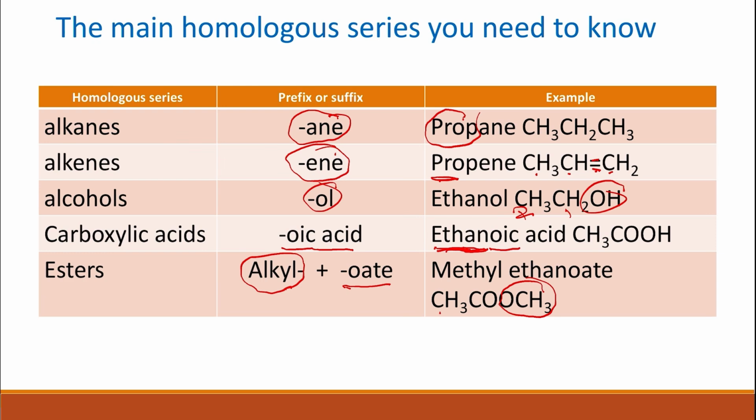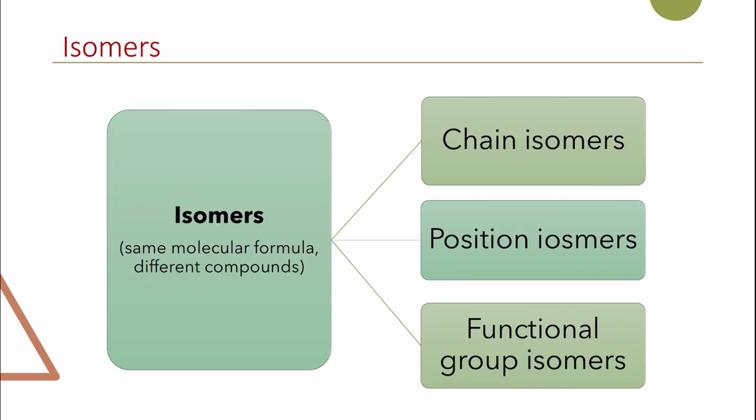As esters come from a reaction between an alcohol and a carboxylic acid, we have to name both. So the alcohol part, as we said, is going to be the alkyl, and the part that comes from the carboxylic acid is called oate. So the acid here has 2 carbon atoms, so it's ethanoate, and the alcohol has only 1 carbon atom, so it's methyl ethanoate.